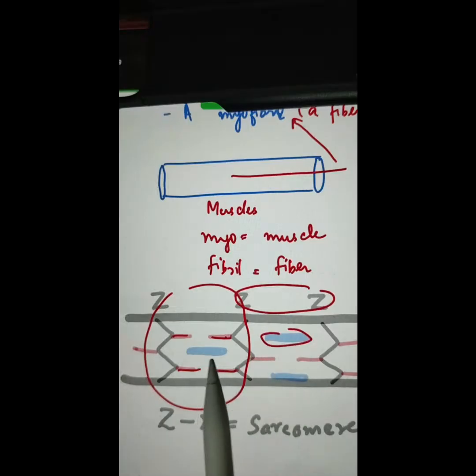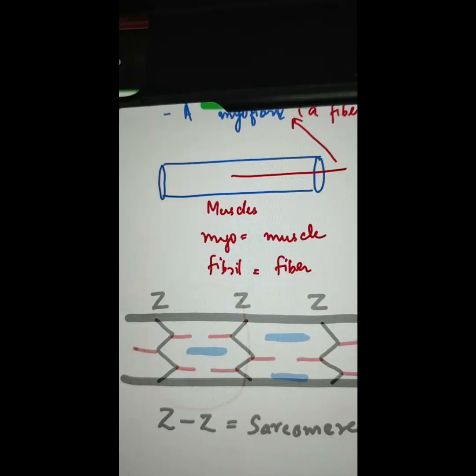Dark. Along with the dark, what do we have? Light. Along with the light, what do we have? Dark. So such type of alternate arrangement is seen in the case of skeletal muscles. Let me clear my screen so that I can explain you further.